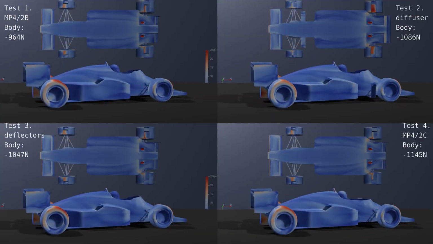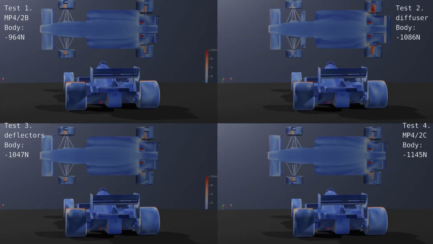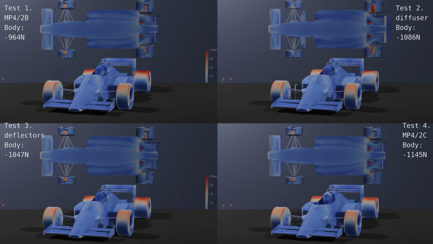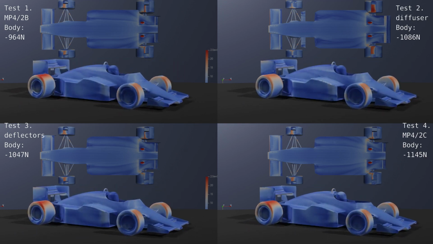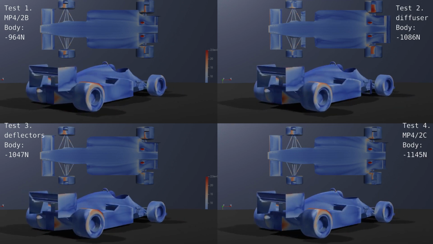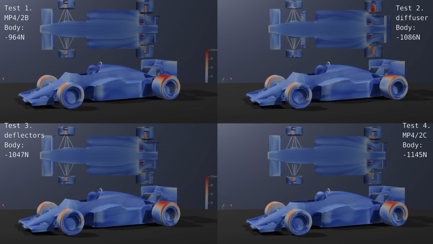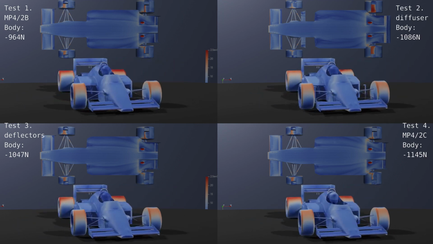The wall shear stress doesn't indicate a large difference. I mean, there isn't a large difference in downforce numbers either. 186 newtons or 7.8% difference between the Test 1 and Test 4. However, there is an increase of 18% on the floor. Obviously this didn't come from a structural change.